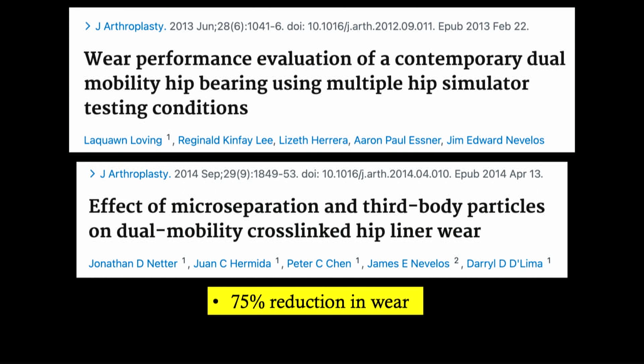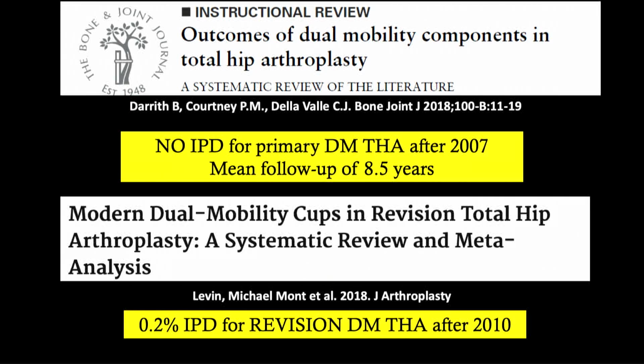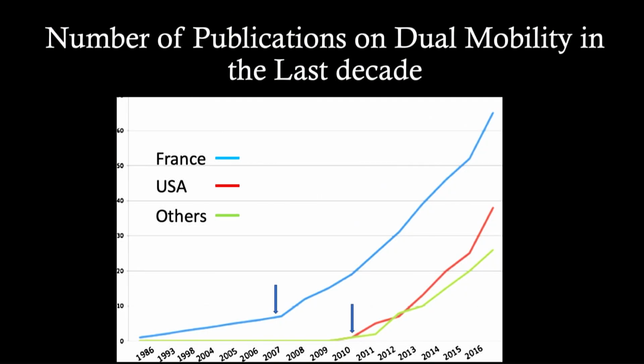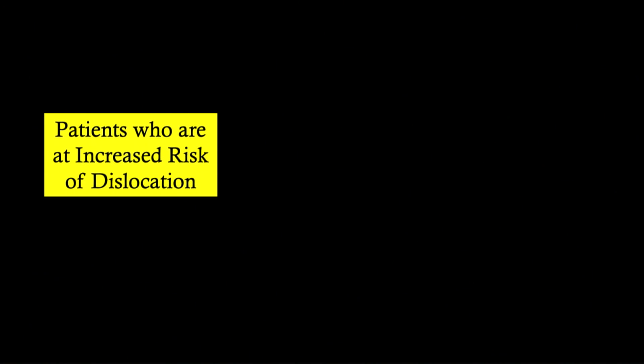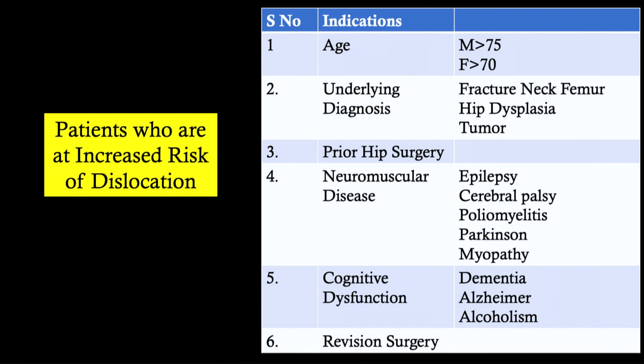And this led to a significant reduction in the wear rate in laboratories, and this was reciprocated in clinical data also, where a systematic review of literature showed that there was no intraprosthetic dislocation reported after 2007 in primary scenarios, and in revision scenarios, the dislocation rate was 0.2%. Accepted by the US FDA in 2009, after that there was a significant rise in the use of dual mobility as well as the number of publications. So what are its indications? Basically, patients who are at increased risk of dislocation: elderly population, patients with fractured neck of femur, prior hip surgery, neuromuscular diseases, cognitive dysfunction, and in revision scenarios.